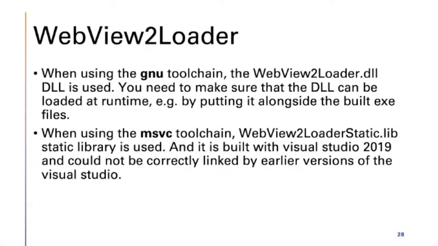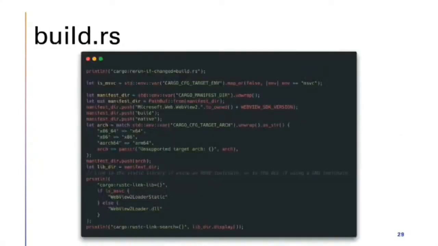And if you use MSVC, which I believe most Rust developers use by default, you just have to use the static library called WebView2LoaderStatic. But again, for some reason, you need to use Visual Studio 2019 or newer. The old versions, like 17 and 15, won't work because they won't link the library correctly. Eventually, we used a binding crate to wrap around WebView2. And here's the build script to import those required files, so you don't have to do this on your own.